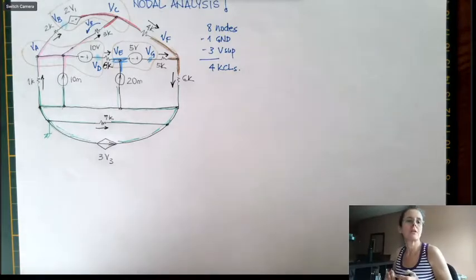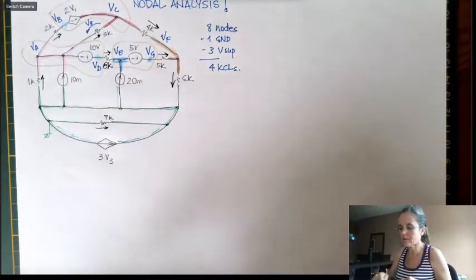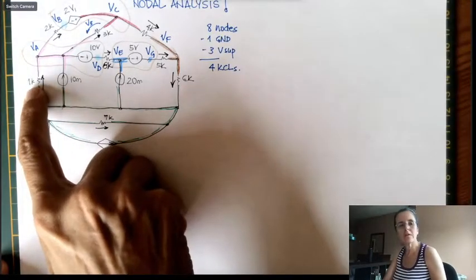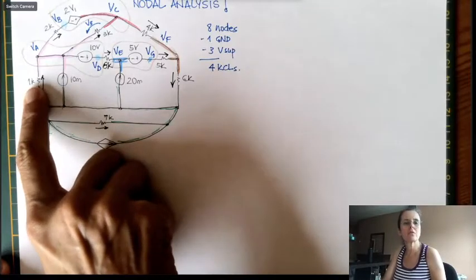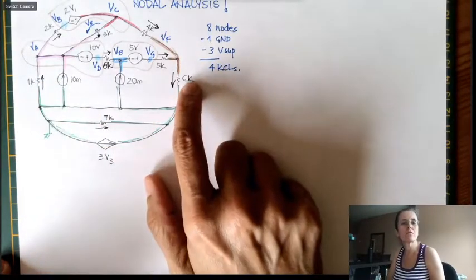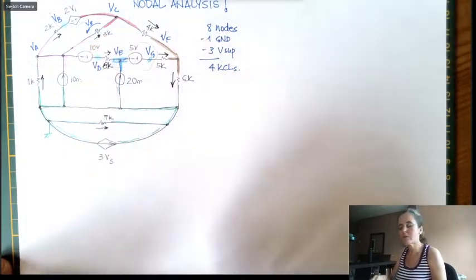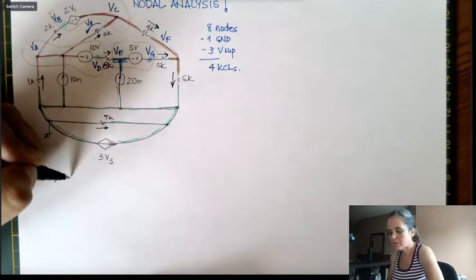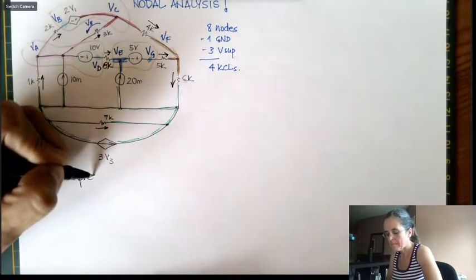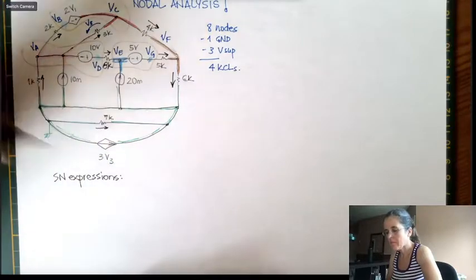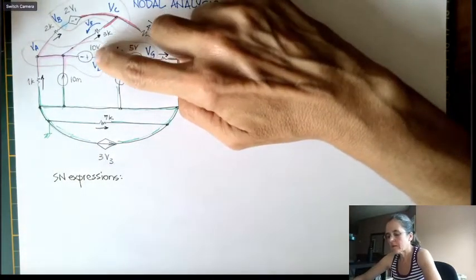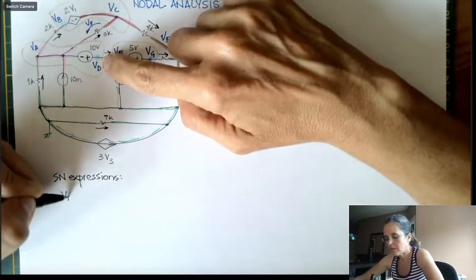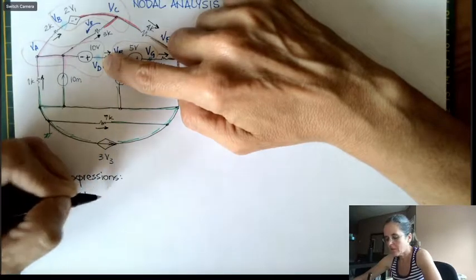So now I need to write the KCLs just following these current directions, and I'm going to use the subindex for the current, the number of the resistor. So I1 is going to be the current through 1K, I6 is going to be through 6K, I3 through 3K. And for supernodes, I need the supernode expressions. And here the 10 volts, I'm going to make whatever the positive side is minus the negative side. So it's going to be VD minus VA equals 10 volts.